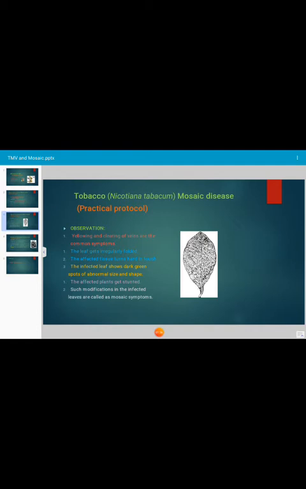The infected leaf shows dark green spots of abnormal size and shape. Such symptoms are described as mosaic symptoms, mosaic type of symptoms, and they are caused by a viral pathogen. Mosaic is a symptom caused especially by viral pathogens.